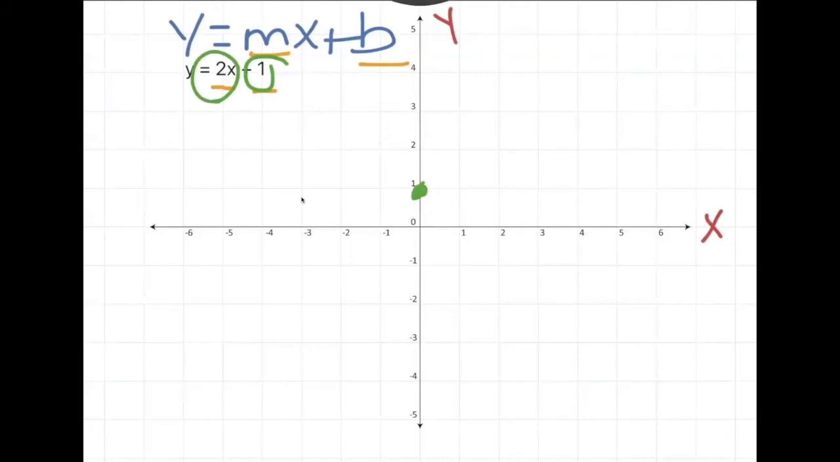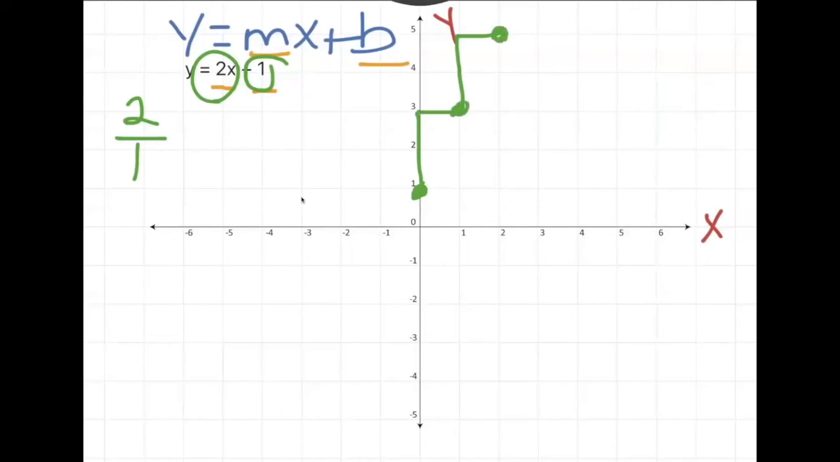So because the slope is 2, we can start from our y-intercept and we can go rise over run. So in other words, the slope of 2 is like a 2 divided by 1. So we rise 2, and we run 1. And we rise 2, and we run 1. And this is creating our points.